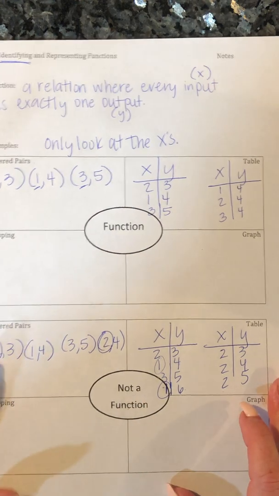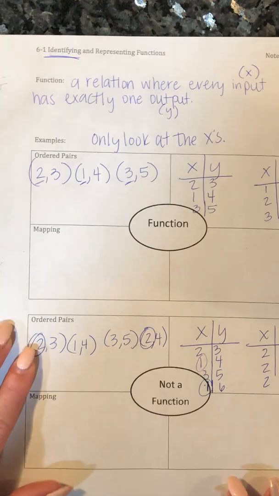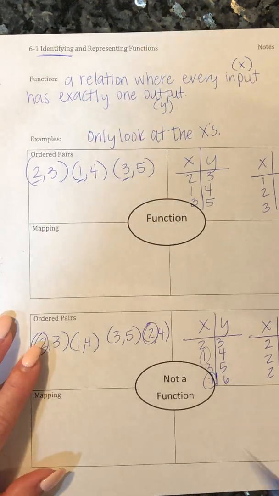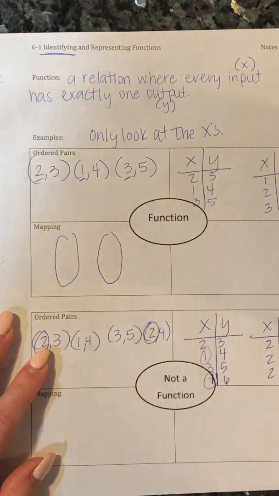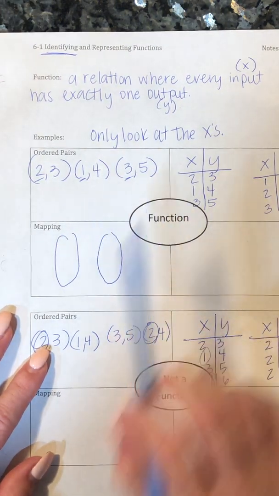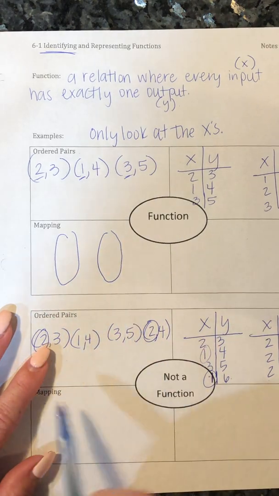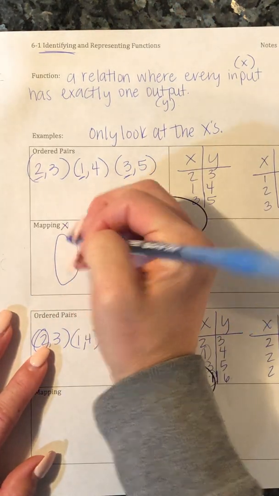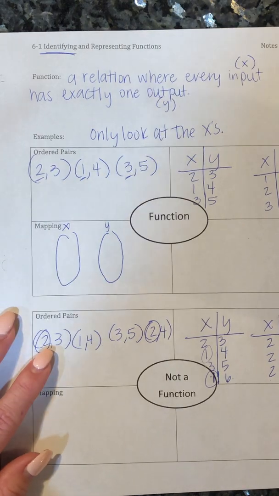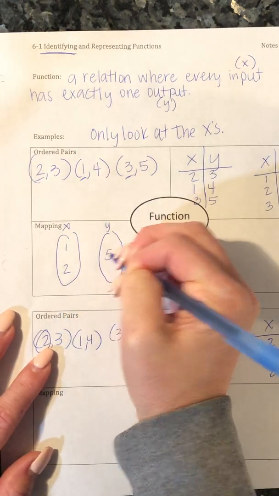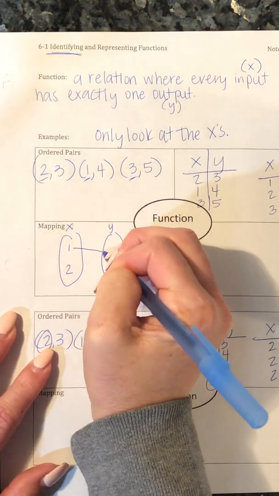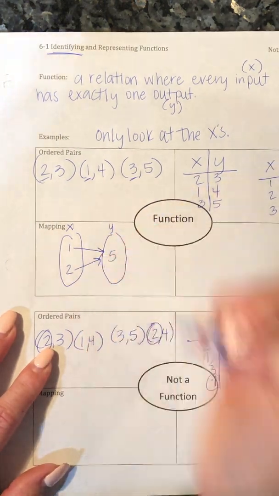Okay, that's ordered pairs and tables. Now let's look at mapping diagrams. Mapping diagrams are just a fancy way of making ordered pairs. So it's kind of like another way of doing a table or ordered pairs. Basically, you'll have two ovals, and over on the left are your X's and over on the right are your Y's. So let's say I have a 1 and a 2 over here, and let's say I have a 5 over here. And here we're pointing.